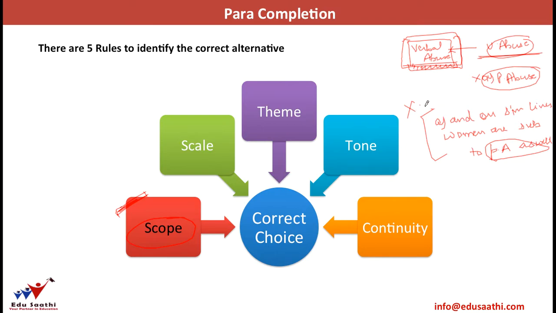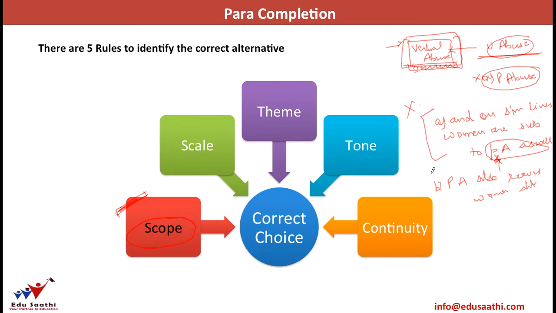Right? So it is not an incorrect alternative. Although the scope is violated, the scope of this paragraph is verbal abuse, but here it's introducing physical abuse. But the structure of the sentence has not violated the scope of the passage. Another alternative that is given to you might be that physical abuse also leaves women shattered, right? So this is another option that's given to you.